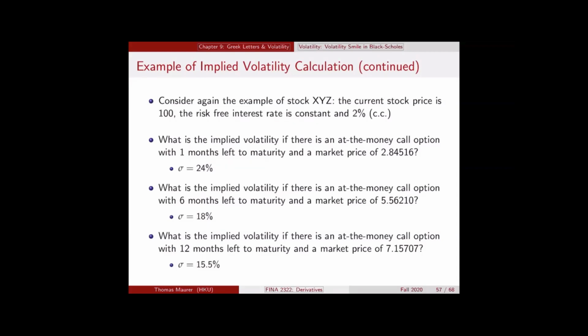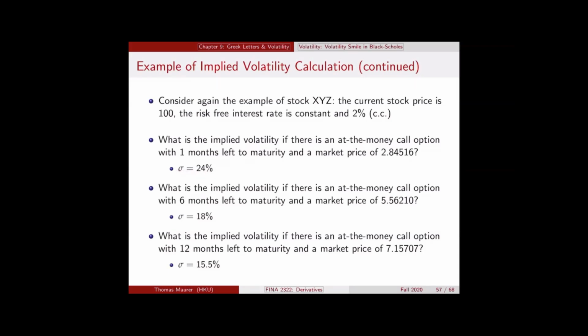Consider again that stock XYZ, the current price is $100, the risk-free rate is 2%, continuously compounded per year. Now, what is the implied volatility of an at-the-money call option with 1 month left to maturity if the market price is $2.84? Well, again, you can plug into the Black-Scholes formula, back out sigma, and the annual volatility will be 24%.